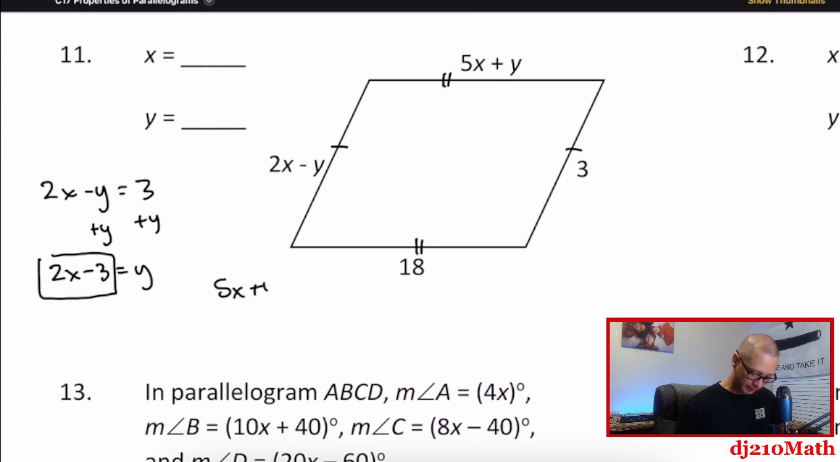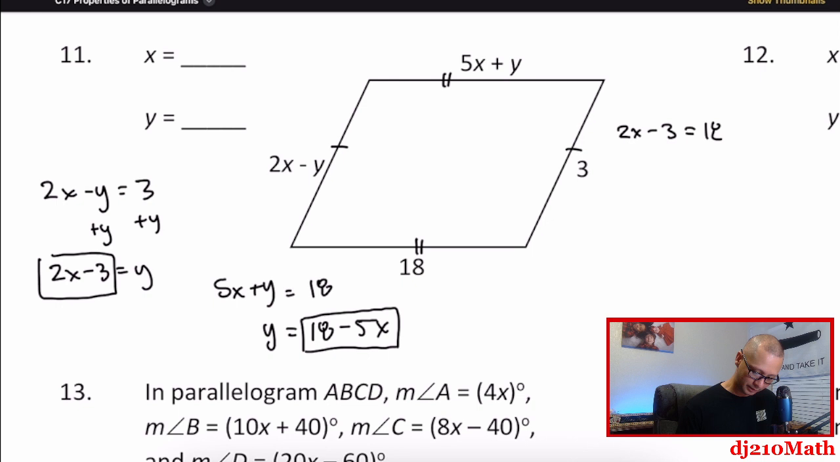5x plus y is equal to 18, so y is equal to 18 minus 5x. I just subtracted 5x from both sides. Now I have two things that are both equal to y, so I can set them equal to each other. 2x minus 3 is equal to 18 minus 5x. Combining like terms, if I add 5x to both sides, this is 7x. Add 3, that's 21. Divide both sides by 7. x is equal to 3.